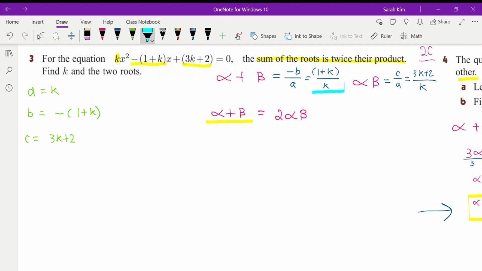I could sub this in. It's in terms of K. So instead of writing alpha plus beta, the sum of the products, I'm going to write that in. So here we go. Underneath it, can you write 1 plus K over K? So that's the sum of the products.